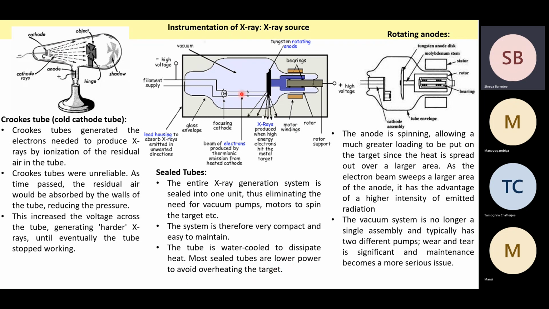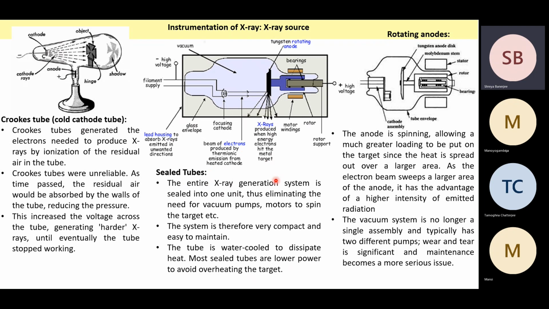So the problem in sealed tubes is that the possibility of overheating is there because, as I discussed earlier, only 1% of the kinetic energy is released as X-ray and the 99% becomes heat. So this heat needs to be dissipated, otherwise there will be overheating. And so to avoid the possibility of overheating, only low powered X-rays can be produced from sealed tubes.